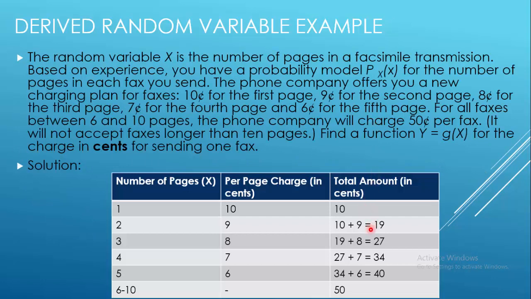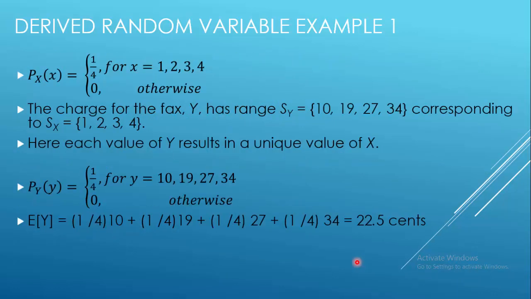10, 19, 27 and 34. For page 1, 10 cents; for 2 pages, 19 cents; 3 pages, 27 cents; and 4 pages, 34 cents. So this charge corresponds to the number of pages, S of x. So this is actually what we are saying, that this S of y depends on the number of pages. That's what we know. Here each value of x results in a unique value of y.